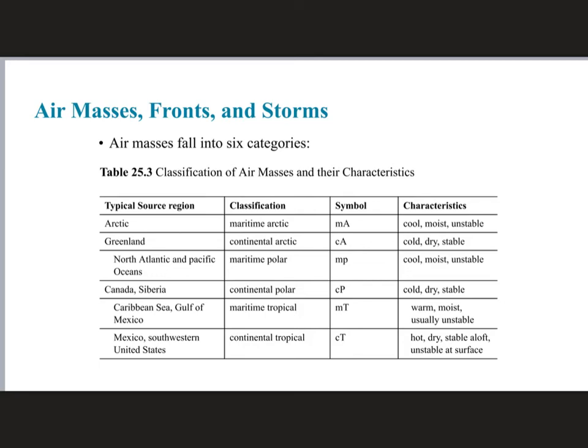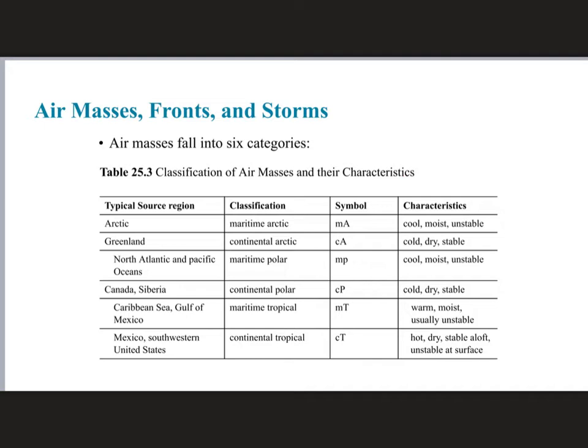Okay, so next we have air masses, fronts, and storms. That's what we want to talk about next. We're going to start by talking about air masses, which fall into six categories. And there's a table here from your textbook showing classification of air masses and their characteristics.